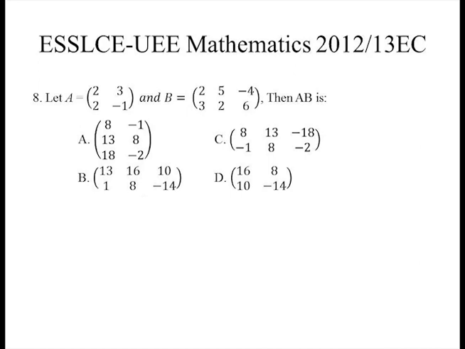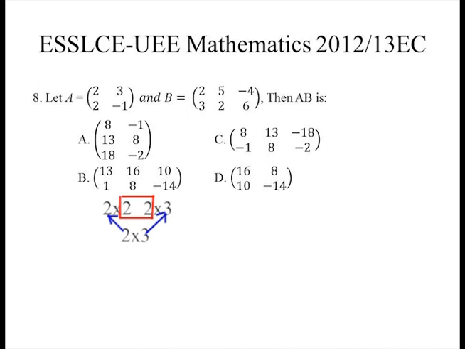And B is equal to a 2 by 3 matrix with elements of first row 2, 5, negative 4 and elements of second row 3, 2, 6. Then A times B: A is a 2 by 2 matrix and B is a 2 by 3 matrix. Since the second order of A is the same as the first order of B, then multiplication of the two matrices is possible and the result is a matrix with an order 2 by 3. 2 is the first order of A and 3 is the second order of B.